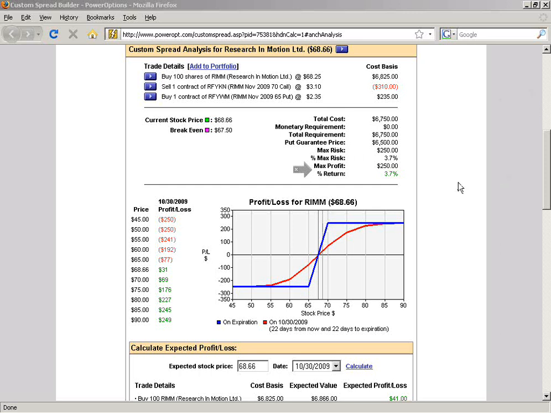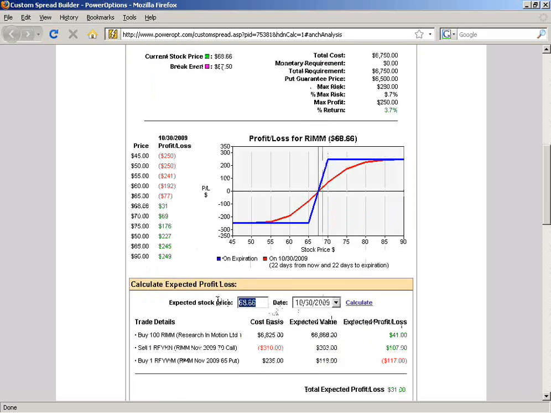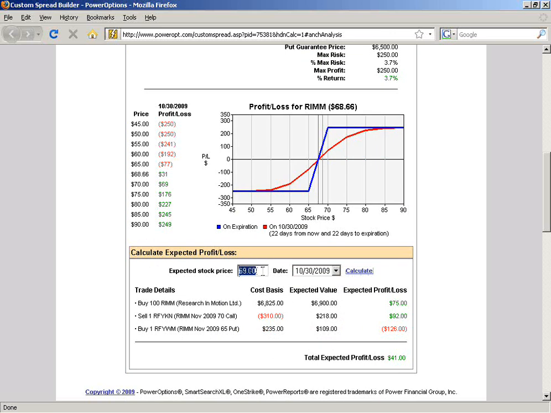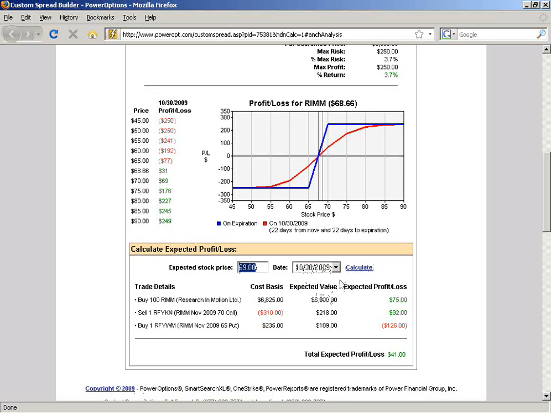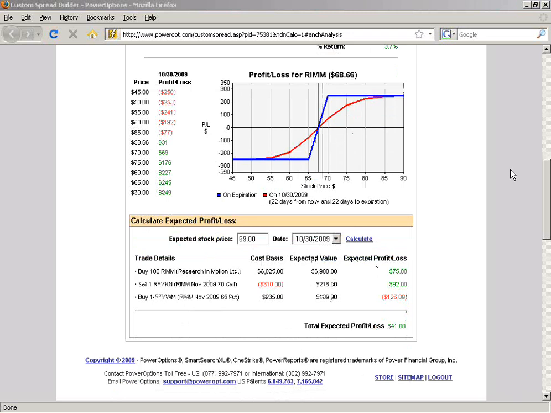Now, if I wanted to know what my position might look like if the stock was trading, let's say, at $69 on October 30th or October 31st, I can just simply plug that into the field, and then I'll go ahead and hit calculate. See, I put in a price of $69. Here's a selected date of 10/30, and now down below, it recalculated for me what my expected gain or loss would be on the total position. I'd have a $75 gain on the stock. I'd have a $92 gain on the call, and a loss of about $126 on the put option because the stock moved up in price. This would give me an overall gain of about $41.